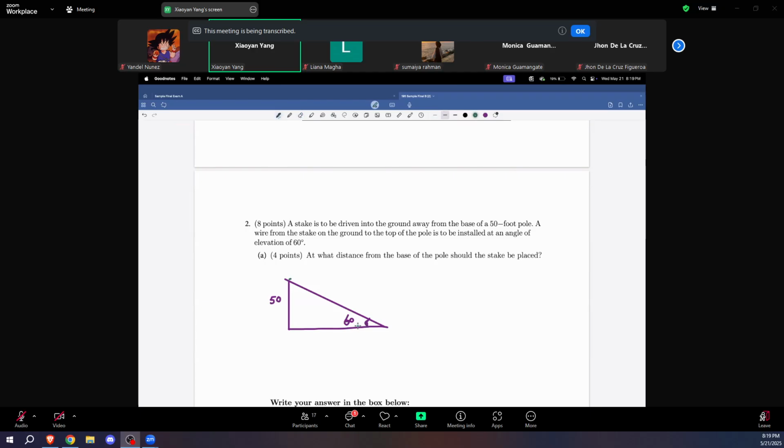So we have 60 degrees here. So far we only have the 60 degrees and the height of the pole. I want to find at what distance from the base of the pole the stake should be placed. So I need to find the distance here. Let's say this is the unknown X. Now you can use sine, cosine, and tangent, but you don't know which one to use. You can write SOH CAH TOA on the paper every time.